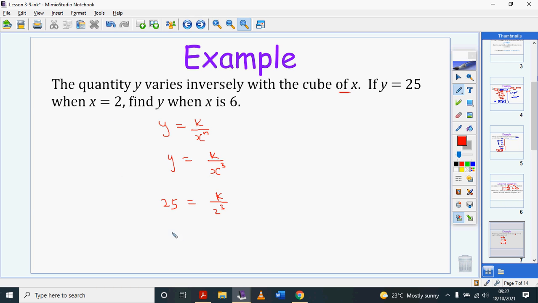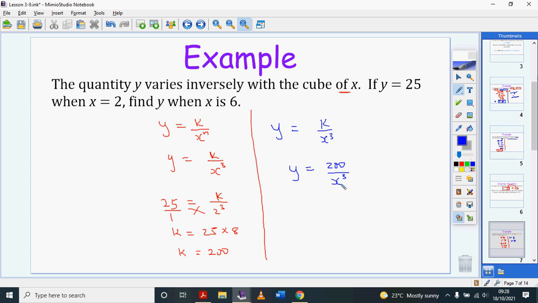So that means my k value will be equal to 25 times 8, because 2 to the power 3 is 8, and because when you cross multiply, you have 25 times 8. So I think that's 200, right? So your k value is 200, and now you can write your variation equation. Instead of writing y is equal to k out of x to the power 3, your equation is nicely y is equal to 200 divided by x to the power 3.